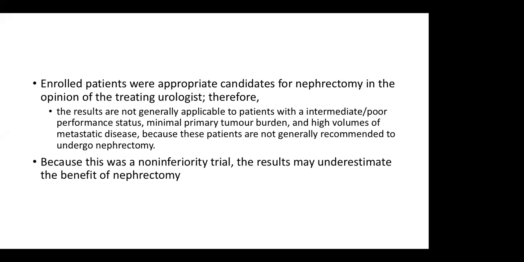That does not necessarily mean that these are generally applicable to patients who had intermediate disease, poor performance status, minimal primary tumor burden, and who have high volumes of metastatic disease, right? Because these patients, we don't send for nephrectomies anyways. So a big bulk could be that particular group who was included in the trial, which means the trial does not show the benefits of cytoreductive in the intermediate risk group. It's a non-inferiority trial, so the results may underestimate the benefit of nephrectomy.